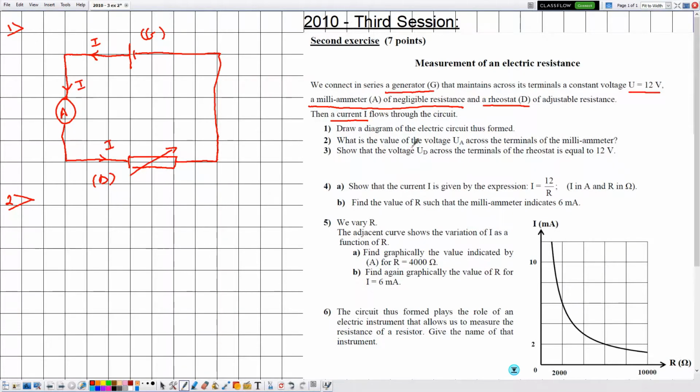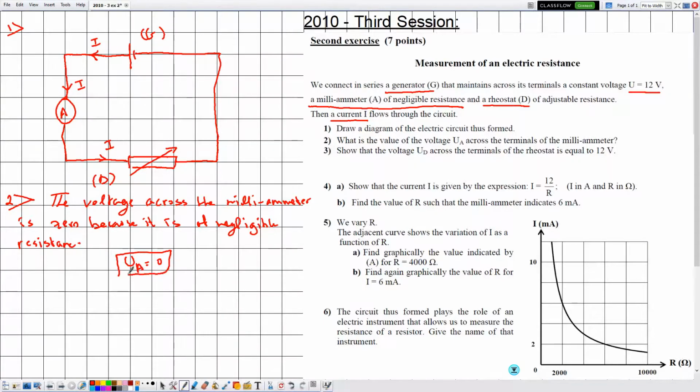Now in number 2 they are asking what's the voltage UA across the terminals of the milliammeter. Notice that the milliammeter has negligible resistance, then the voltage across the milliammeter is 0 because it is of negligible resistance. Then UA is equal to 0.